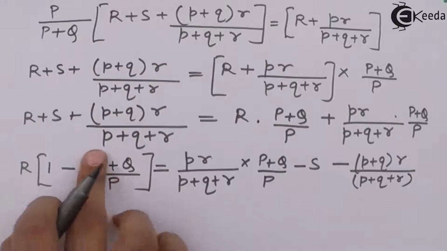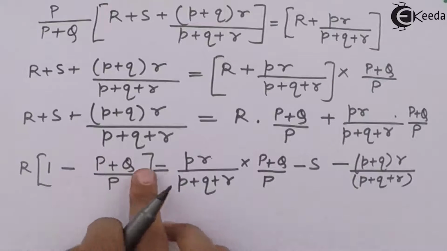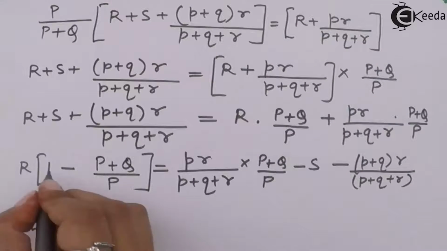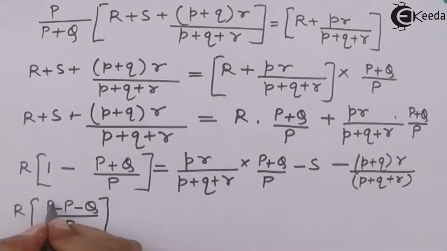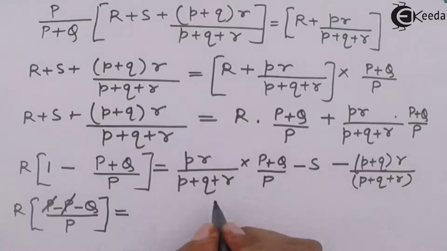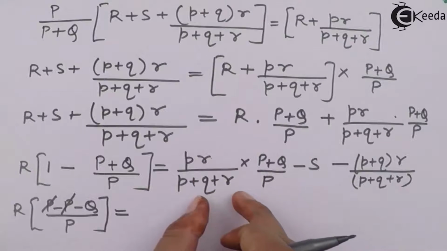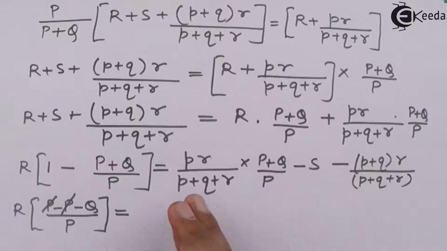Now let's further simplify it. When we do this subtraction, if we take LCM, then P minus P plus Q upon P, it will be P as an LCM, P minus Q. So P and P will be cancelled and we are left with R into minus Q upon P. Now here if we do the subtraction, we have P upon P plus Q plus R. Okay, now if we take it as common, from this and this term, we can take PR upon P plus Q plus R as common.